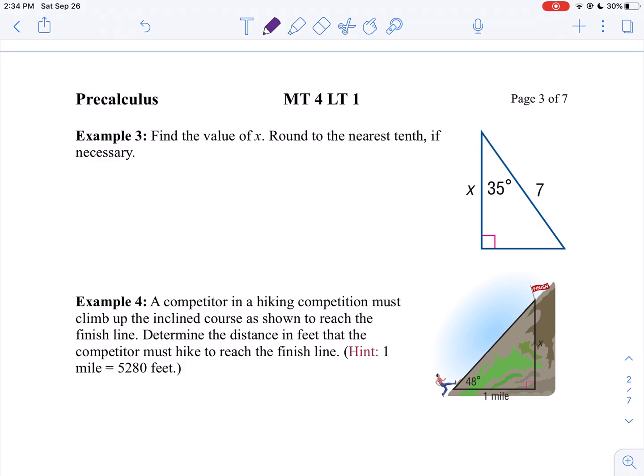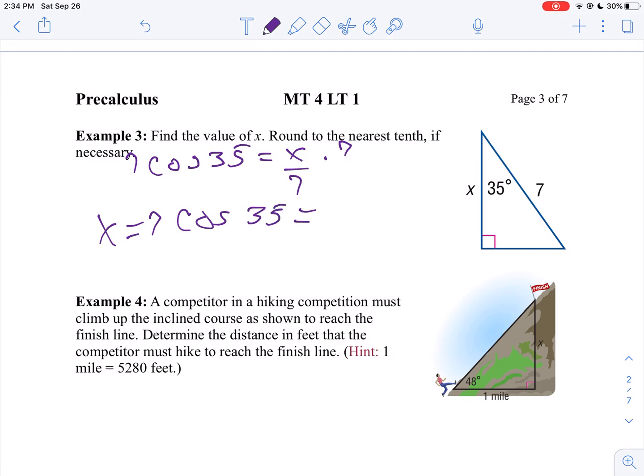So we're going to say the cosine of 35 degrees, my degree looks like a 0 there, equals the adjacent, which is x, over 7. Well, to do the algebra to solve for x then is 7 times the cosine of 35 degrees. We'll use your calculator at this point.